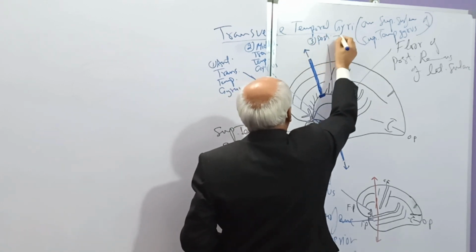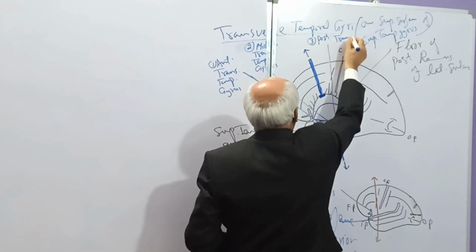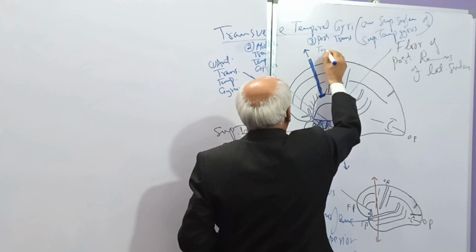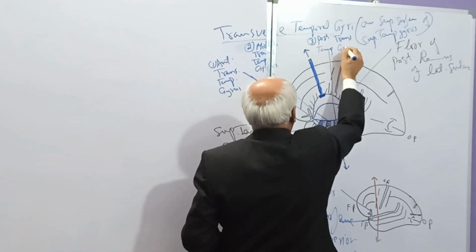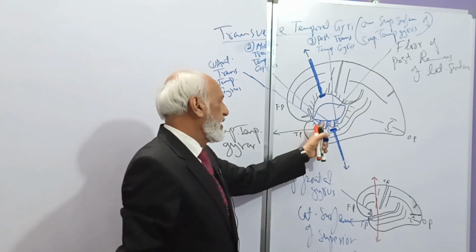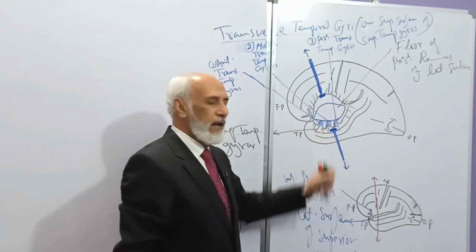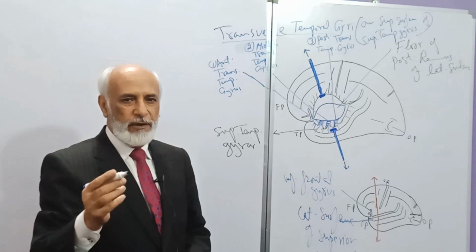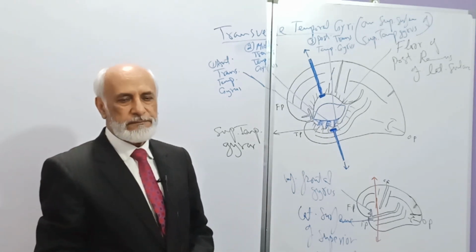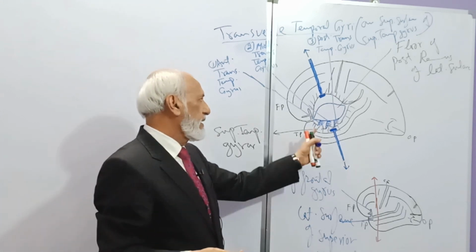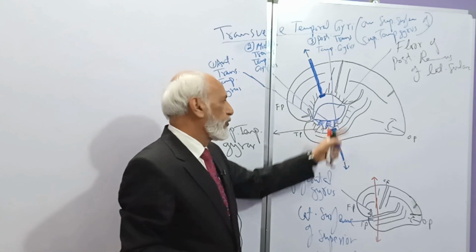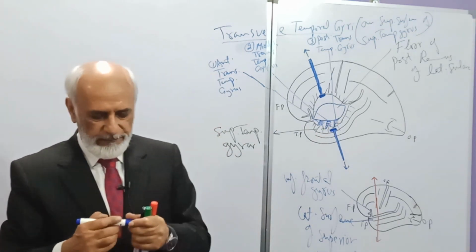Posterior transverse temporal gyrus. There are usually 3 transversely running gyri on the superior surface of the superior temporal gyrus. Sometimes they are 4 in number. But when they are 3, they are labeled as anterior, middle, and posterior transverse temporal gyri.